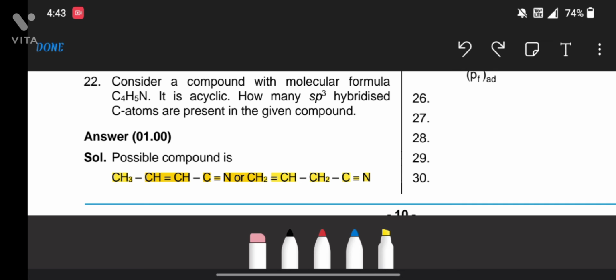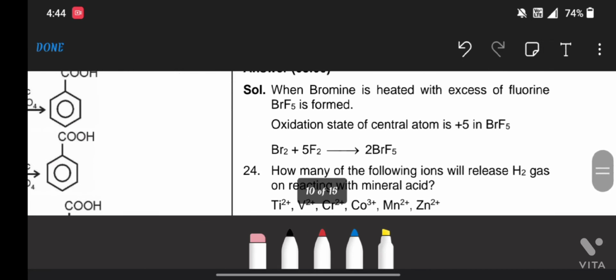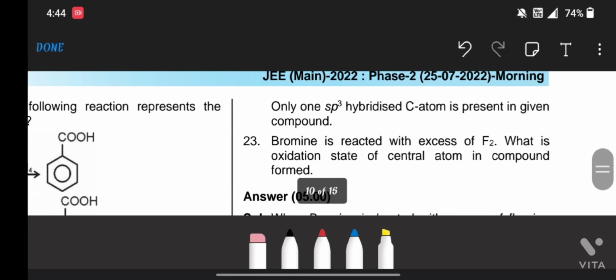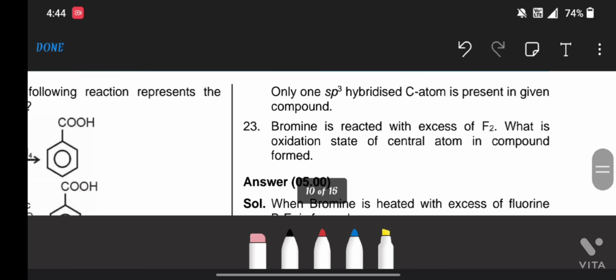If we take Br2 plus 5F2, then we'll get the reaction as 2BrF5. So in BrF5, +5 is the oxidation state of the central atom in the compound, as we are getting BrF5.